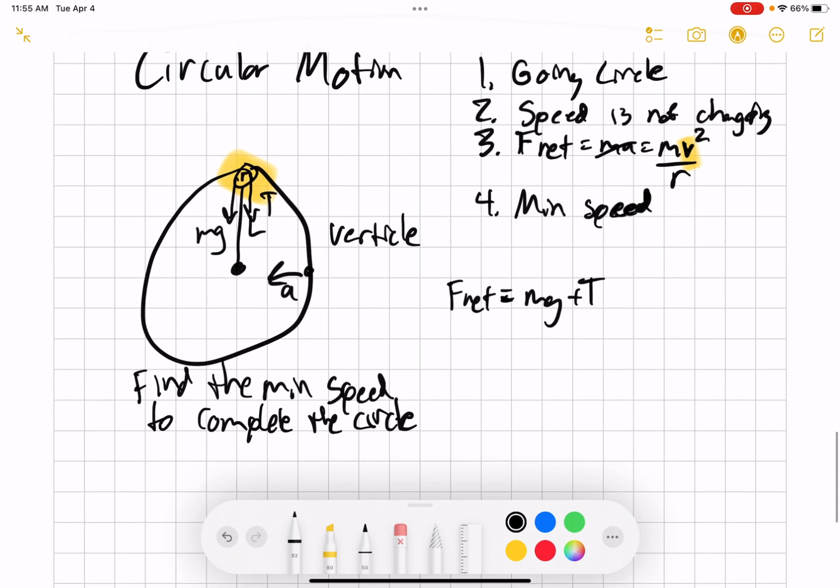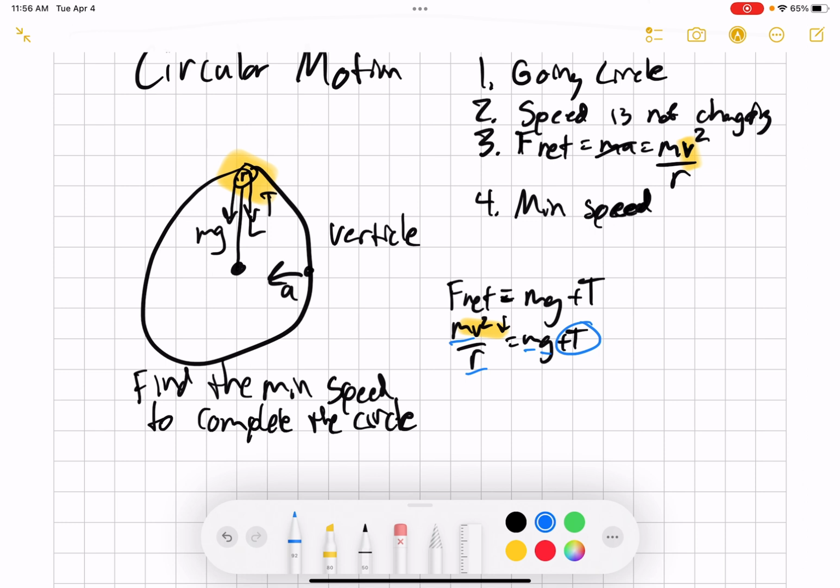Now, since I'm going in a circle, I use my special Fnet, so instead of ma, I will use mv squared over r equals mg plus T. Now, I'm trying to make v as small as possible, right? I want to make that a small number, which means I need to think about what I can change in order to make v smaller. Well, I can't change v, I can't change r, I can't change m, I can't change g. The only thing I can possibly change is T, and I want to make T as small as possible so that v will be as small as possible.